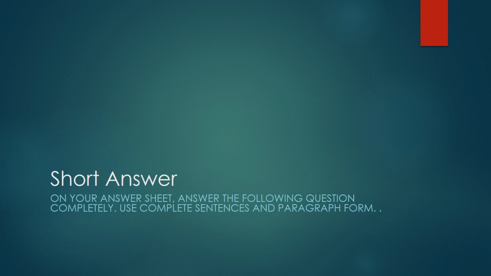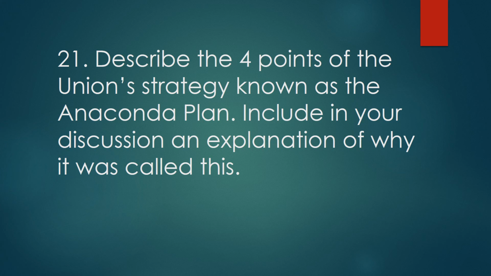The next section consists of one short answer question. On your sheet, answer the following question completely. Use complete sentences and paragraph form. 21. Describe the 4 points of the Union strategy known as the Anaconda Plan. Include in your discussion an explanation of why it was called this.